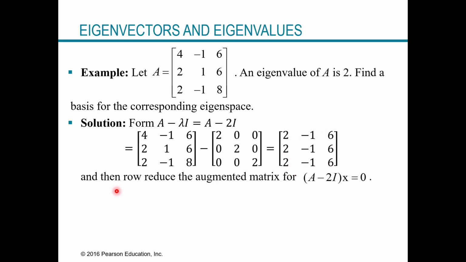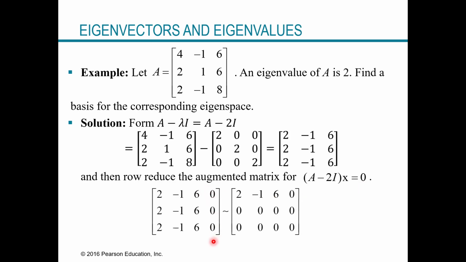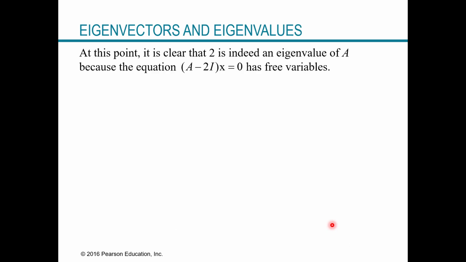All right, and so then next we row reduce our augmented matrix for this equation that we want to solve. So now we're just going to add another column, with 0, 0, 0 in it. We set up our augmented matrix, because what we're trying to do is get to x here. Hopefully you could tell, pretty straightforward. We can subtract rows 2 and 3, and we're going to get all zeros there. At this point, it's clear that 2 is indeed an eigenvalue of A, because we had some free variables for this equation when we solved it using our augmented matrix.